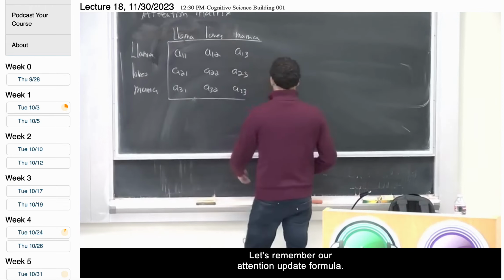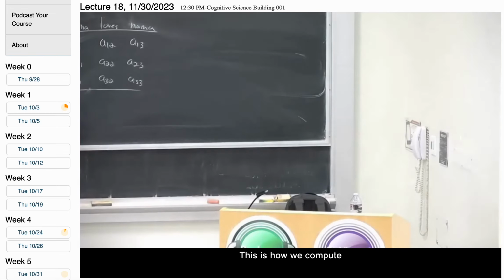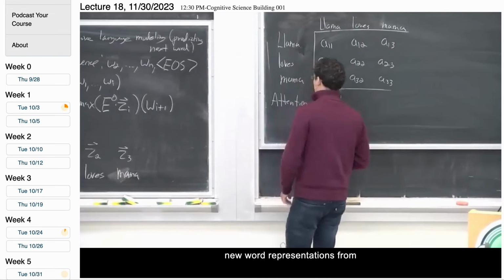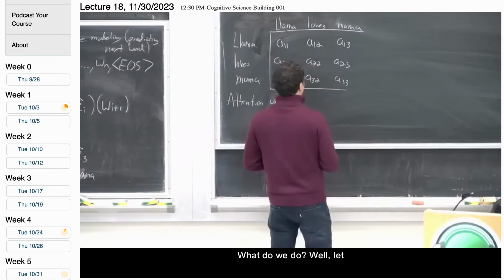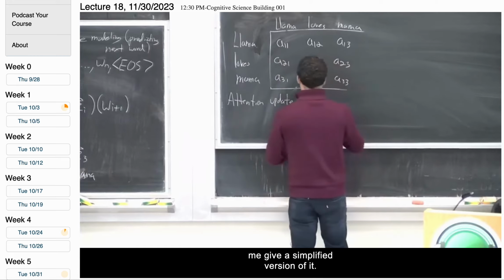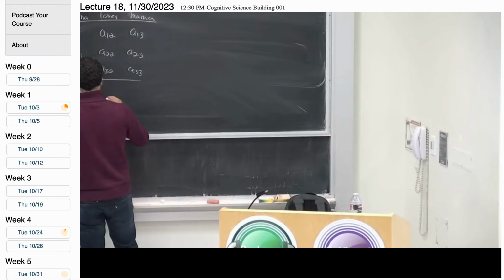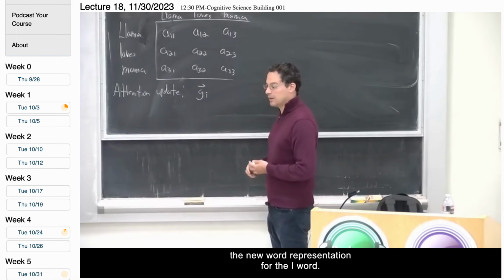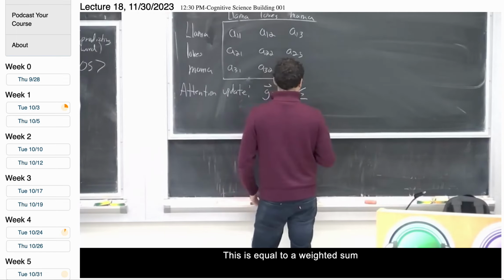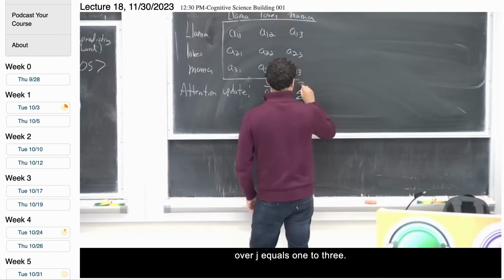Let's remember our attention update formula. This is how we compute new word representations from our old word representations. Let me give a simplified version of it. Let's say g_i is the new word representation for the ith word. This is equal to a weighted sum over j equals 1 up to 3.